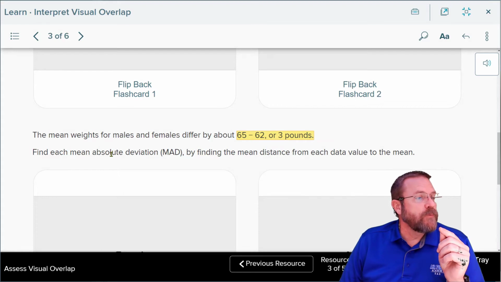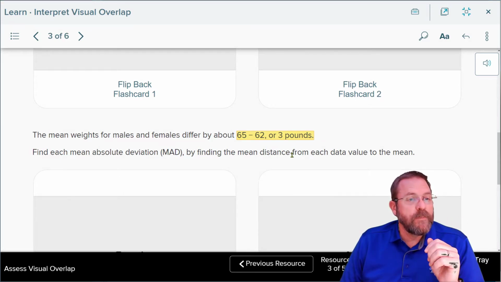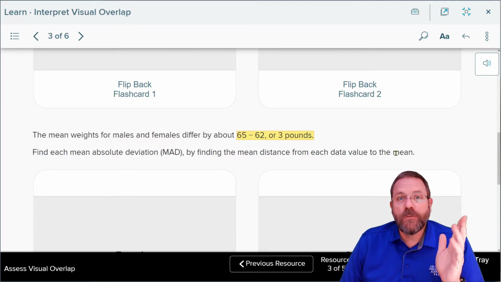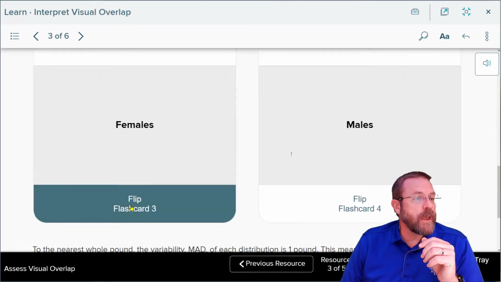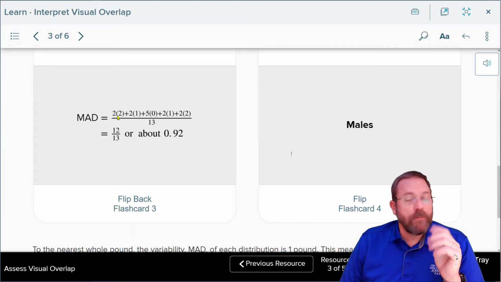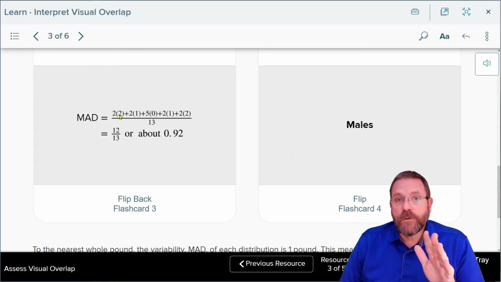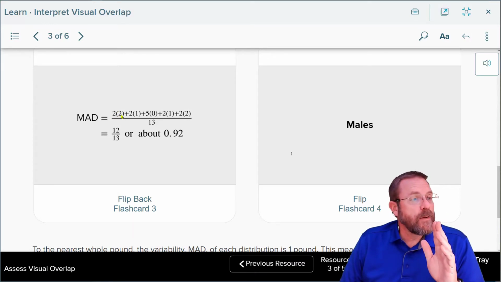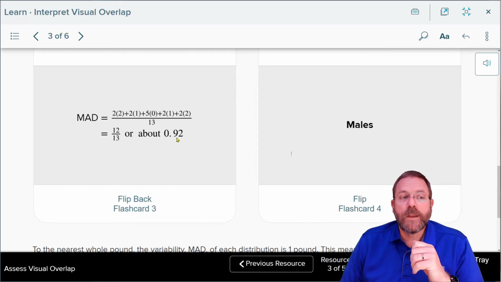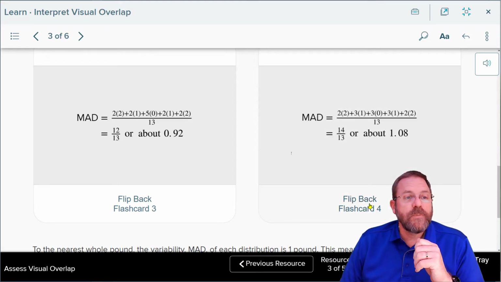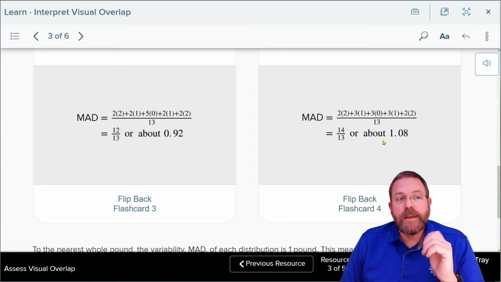Next thing we need to do is find the mean absolute deviation by finding the mean distance of each data value from the mean. Let's look at that. First thing here, you know how to do this. They gave it to us, all right? They found the distance each one of the data values was from the mean, averaged it out, and found a mean absolute deviation of our females of 0.92. Then they did the same thing to the males and found a mean absolute deviation of 1.01.